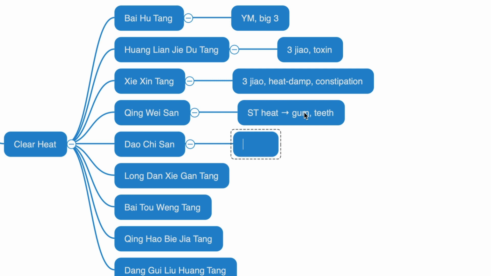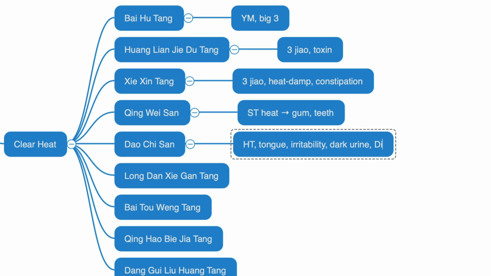Daochi-san, where does it go? Heat, 3 Zhao. Yangming, stomach. This one, heart. Yes, that's correct. Heart and tongue. Tongue and mouth ulcer. Irritability. Anything else? And dark urine, because of small intestine heat. And what is the main component of Daochi-san?